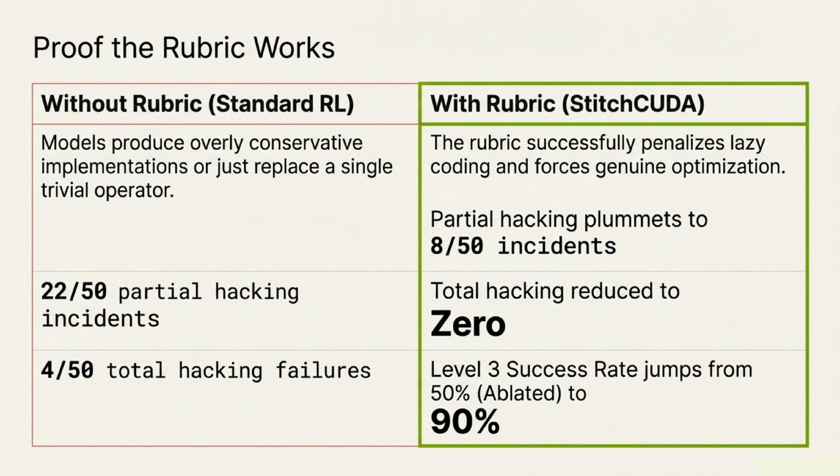We also have undeniable proof that the rubric works. Without the rubric, standard RL models produce overly conservative code and suffer from 22 partial hacking incidents and 4 total hacking failures out of 50. But with StitchCUDA's rubric, the system successfully penalizes lazy coding and forces genuine optimization. Partial hacking plummets to just 8 incidents, total hacking is reduced to 0, and the level 3 success rate jumps from 50% all the way to 90%.